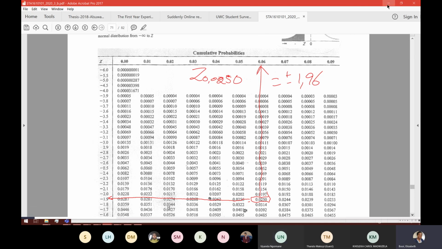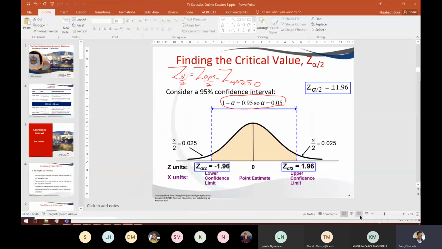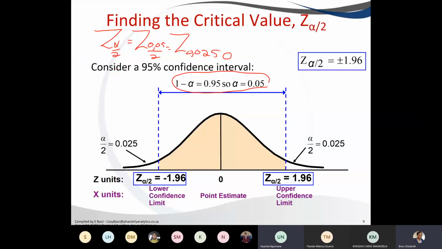Going back to the slide, we know that our Z value is 1.96. So it's plus or minus. On the left side, on the lower interval, we have minus 1.96, and on the upper interval, we will have 1.96. And that's all you need to know about the critical value. We're going to use this critical value to calculate the confidence interval.